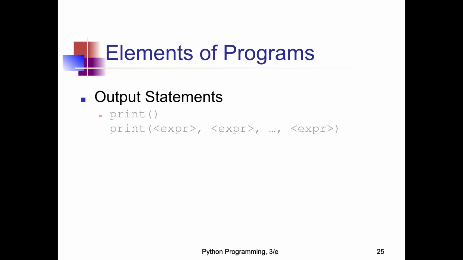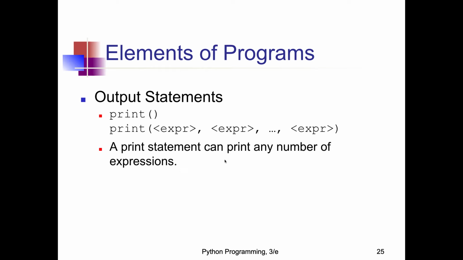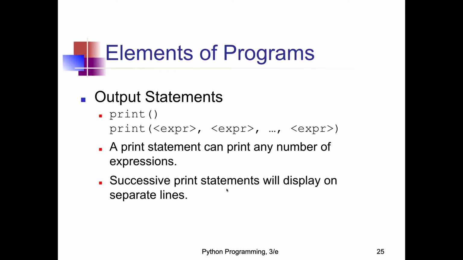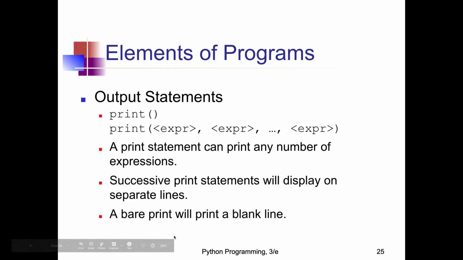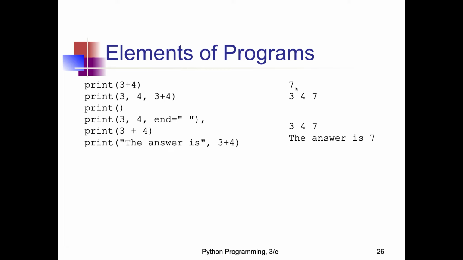Okay, so output statements, you've seen this already. It's nothing new, but we can use print to print something on the console, and a print statement can print any number of expressions. Successive print statements will display on separate lines. Again, you can put as many expressions as you want as long as they're separated by commas. And then a bare print will print a blank line. Here's an example. 3 plus 4 will print 7. Again, 3 plus 4 is an expression, but it must be evaluated to a single value, which is 7. So here, when we call print, we call print for the number 7. In this case, we call print for 3, 4, and 7. And in this case, we call print for a blank line.